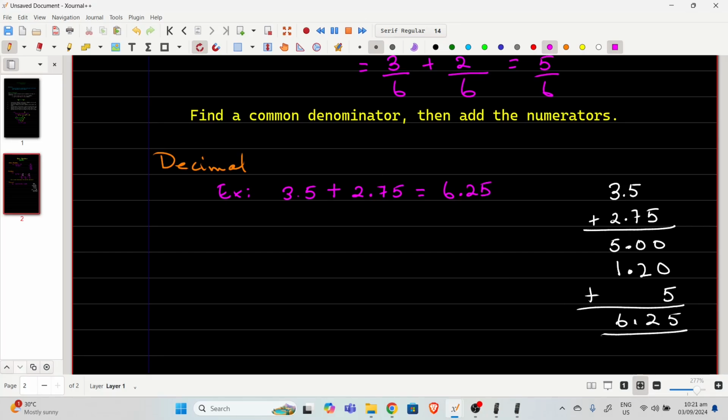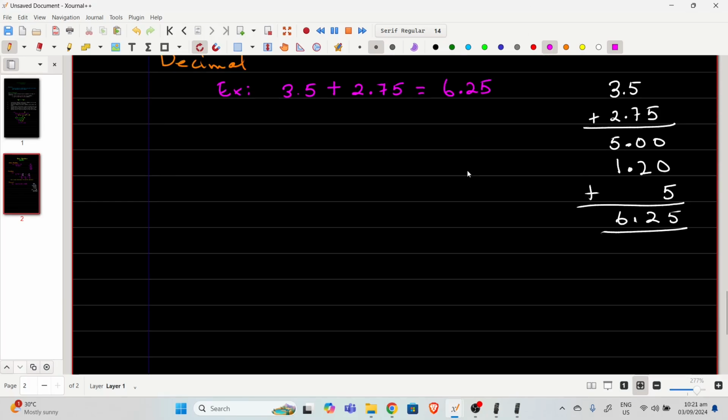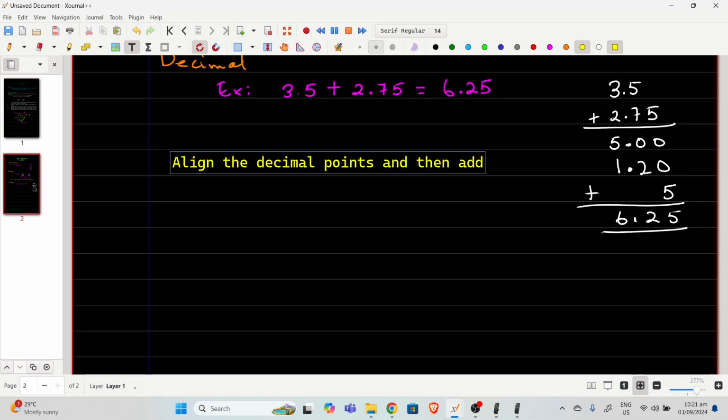Actually, you know what? Let me put a little note for that addition there as well. So the little note would be to align the decimal points and then add. Right? So that's what we do for decimals.